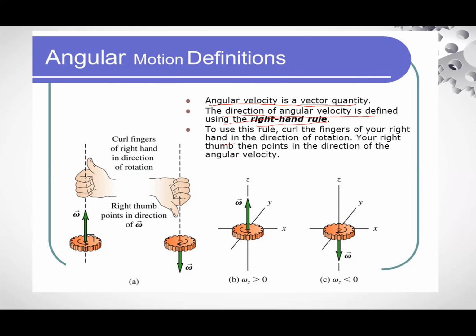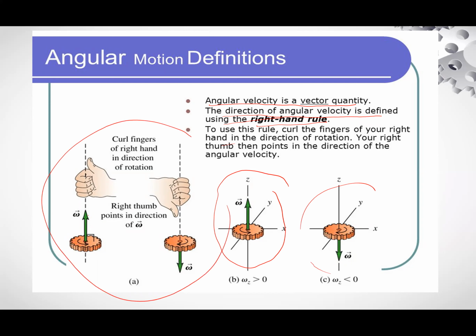Now, this is the diagram, and we will explain it here. The body is rotating in the anti-clockwise direction. So curve the fingers of your right hand in the direction of motion. The thumb will give you the direction of angular velocity. If the rotation is reversed, the direction of angular velocity also reverses.